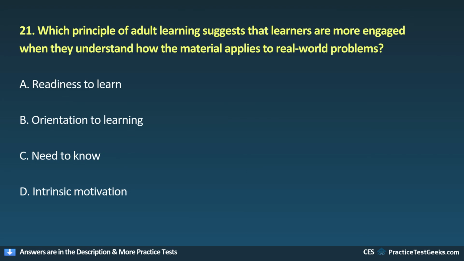21. Which principle of adult learning suggests that learners are more engaged when they understand how the material applies to real-world problems? A. Readiness to learn. B. Orientation to learning. C. Need to know. D. Intrinsic motivation.